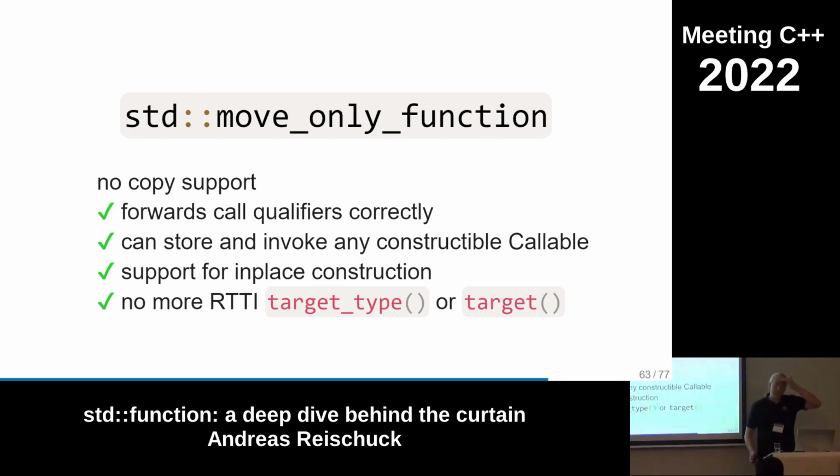And also they got rid of the runtime type information. So there's no longer target_type or target. If you need that use case, then it's not usable. But all the other features, I think, make it more usable than std::function in many use cases, because of a smaller surface and fewer function implementations. But that it's a different API also means it's incompatible with std::function. So it's not like you can change it in place and then it should work. There are differences.